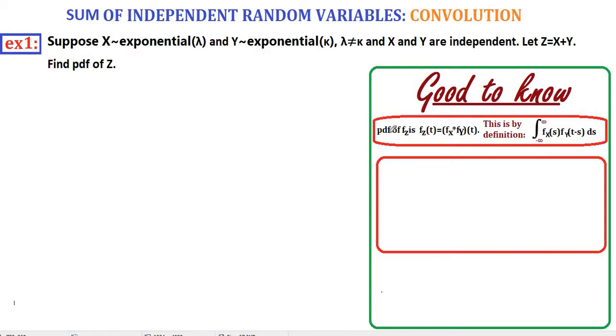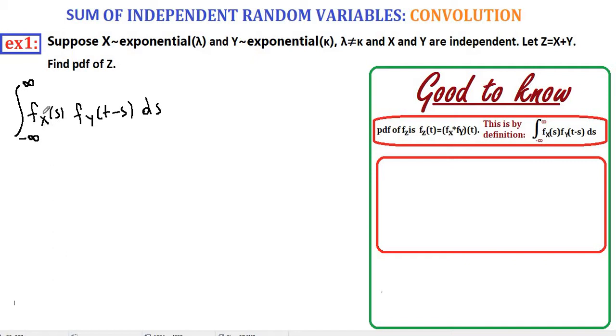The PDF of Z is the convolution of fX and fY, and convolution by definition is the integral from negative infinity to positive infinity of fX(s) fY(t minus s) ds. So let's start with the definition of convolution. Convolution is, as we said, the integral from negative infinity to positive infinity of fX(s) fY(t minus s) ds.